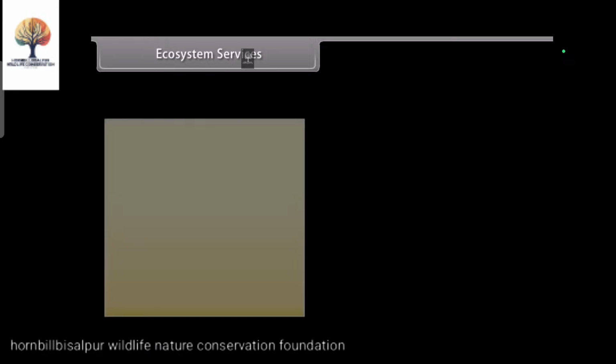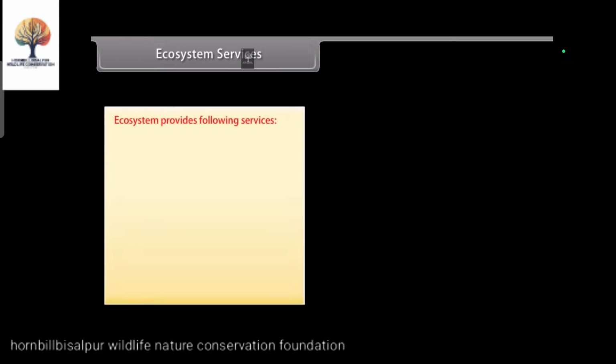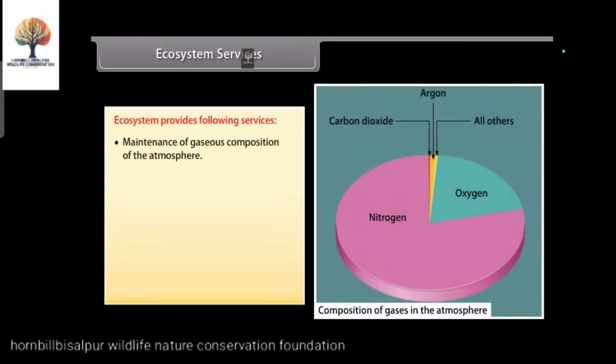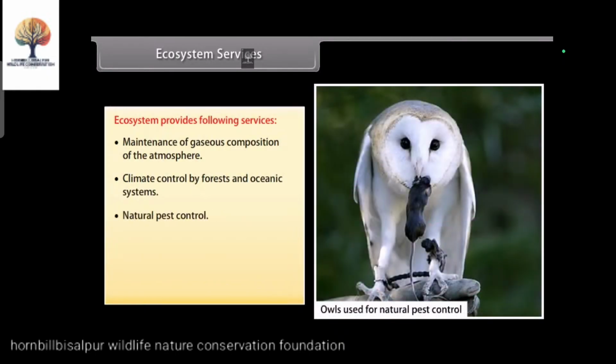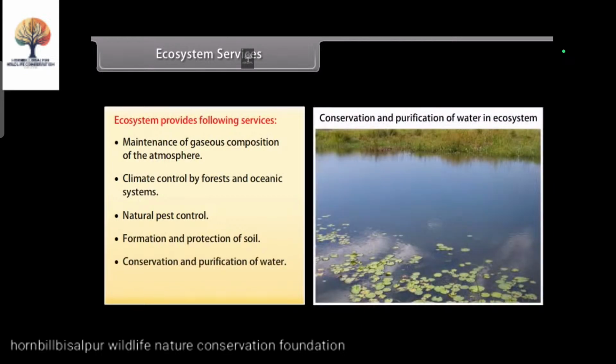Ecosystem services. Ecosystems provide the following services: maintenance of the gaseous composition of the atmosphere, climate control by forests and oceanic systems, natural pest control, formation and protection of soil, conservation and purification of water, nutrient cycling, etc.